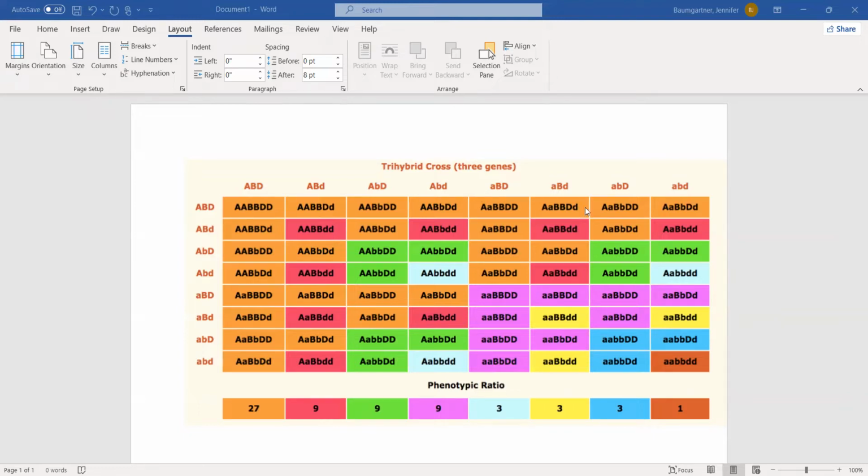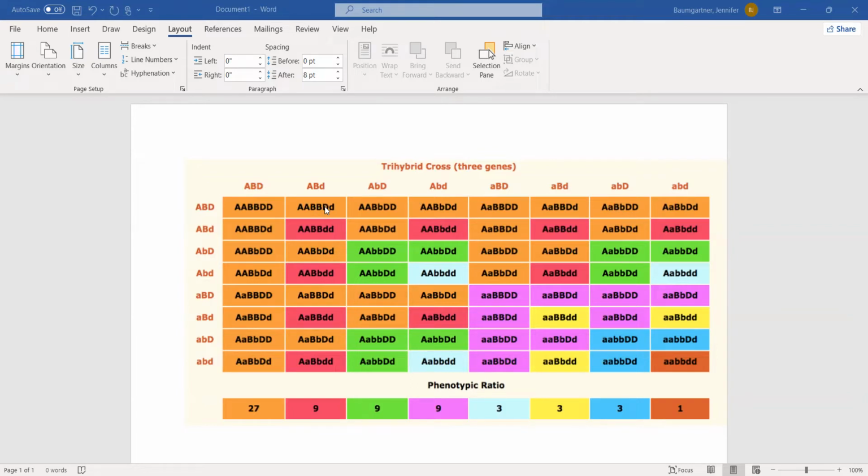When you do the cross, you're going to pull in the A from here, the A from here, B from here, the B from here, D and D, and so on and so forth. Same thing here. The A's come in, the B's come in, but here I pull in a recessive D. Here I pull in a capital D.